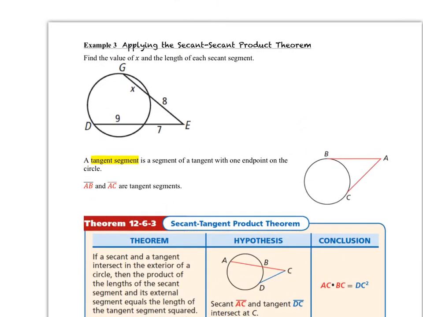On example number 3, I'm going to add some points in just to make it a little bit clearer what's going on. So right here, we'll call this point F, and we'll call this one point H. Okay? So remember, it's whole times part equals whole times part. So GE is the whole, and that times FE is going to be equal to GH times HE. So let's put that in.